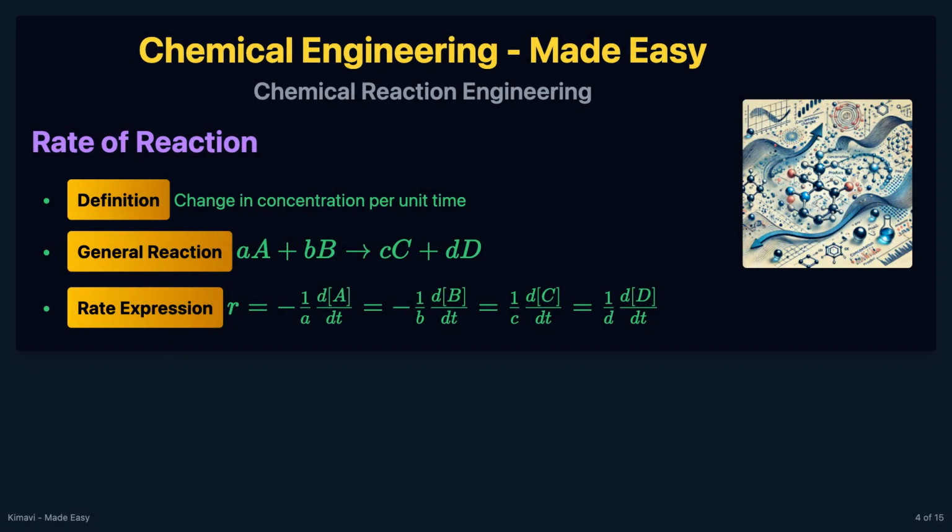The rate of a chemical reaction is defined as the change in concentration of a reactant or product per unit time. For a general reaction where a moles of A react with b moles of B to produce c moles of C and d moles of D, the rate can be expressed as follows. r equals -1 over a times the change in concentration of A over time, which is equal to -1 over b times the change in concentration of B over time, which is equal to 1 over c times the change in concentration of C over time, which is equal to 1 over d times the change in concentration of D over time.